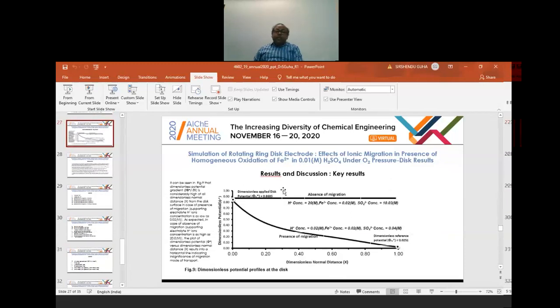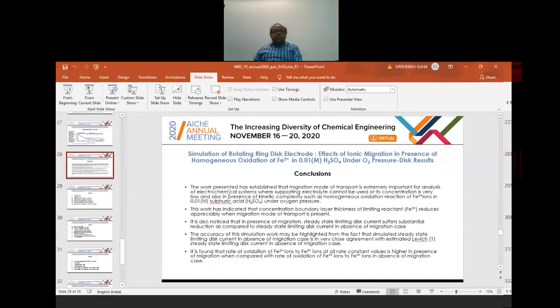Now, if the dimensionless potential is plotted against the dimensionless normal distance, that is the potential profile in presence of migration, it is this one. There is a considerable potential gradient, so it gives the effect of migration. Now, conclusions from this work: there are very interesting conclusions.